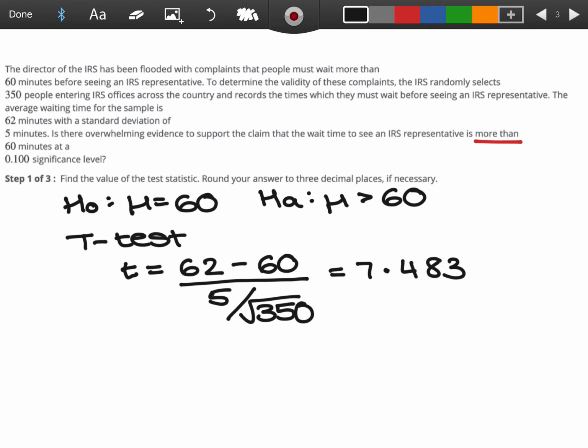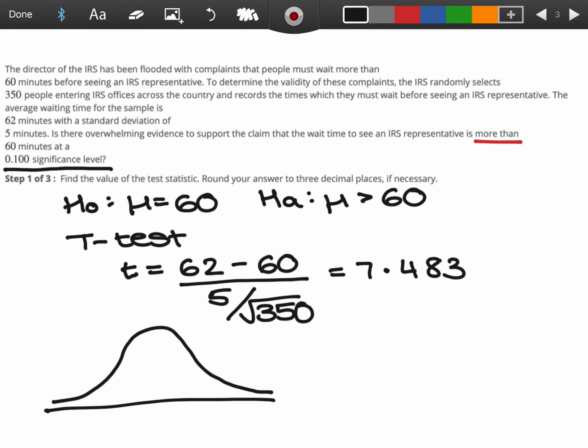Now you can go ahead and find the critical value. Okay, here they're doing this at the 0.1 significance level. So if you were to draw this out, it's a right-tailed test with a 0.1 significance level. So you would have 0.1 as your area under the curve to the right. Okay, you know that your critical value must be on the right of this curve because you've got a right-tailed test, which gives you an area here of 0.9.